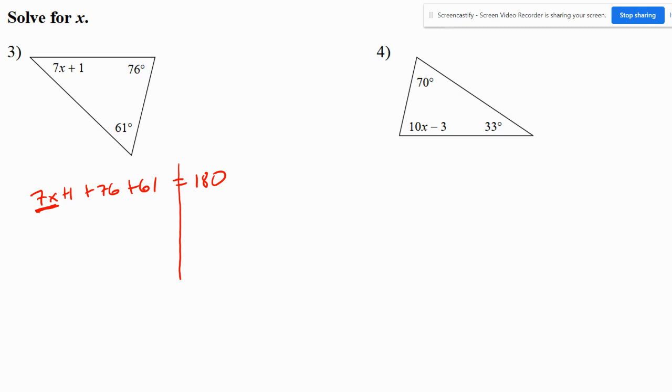So all I'm looking at on the left side is like terms. So 7x, those are the only terms that have an x. Then the others, I'm going to add them. 1 plus 76 plus 61 happens to be 138. So I have plus 138, and this is equal to 180.